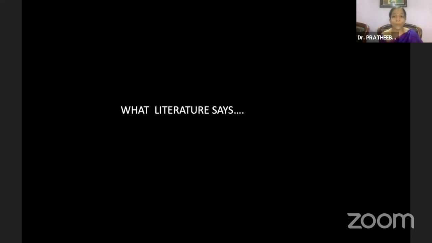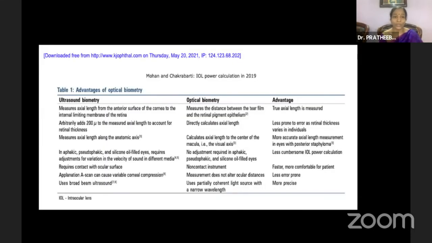This was one of the recent publications by Dr. Untitled Chapter et al. They had compared ultrasound biometry and optical biometry. Ultrasound biometry actually measures the axial length from the cornea to the internal limiting membrane. The machine arbitrarily adds 200 microns universally for all eyes to give the axial length. But in optical biometry, the measurement is taken from the cornea to the retinal pigment epithelium. So a true axial length is obtained. So the errors with optical biometry are less compared with ultrasound biometry.